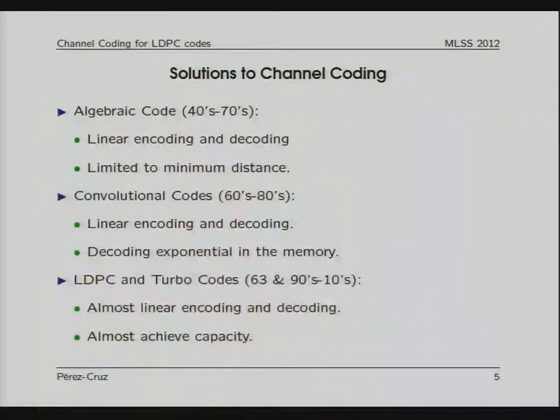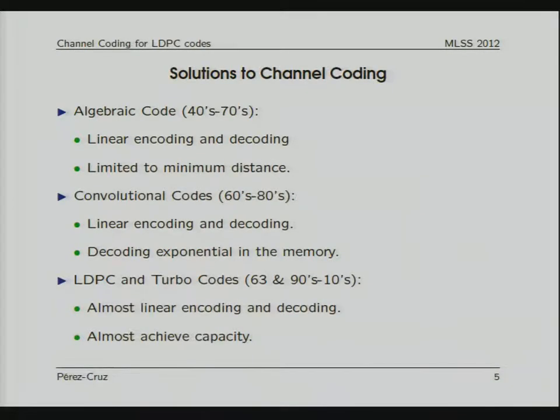So which type of solutions have been given to these problems? This is a very short summary of what we have, and the first thing that we came up with was algebraic codes. I'm sure most of you have heard of Hamming codes. Who has heard about Hamming codes? Most of you. Golay codes? Okay, very few. Reed-Muller codes? Reed-Solomon codes? Okay. So those are the type of codes that were designed from the 40s until the 70s.